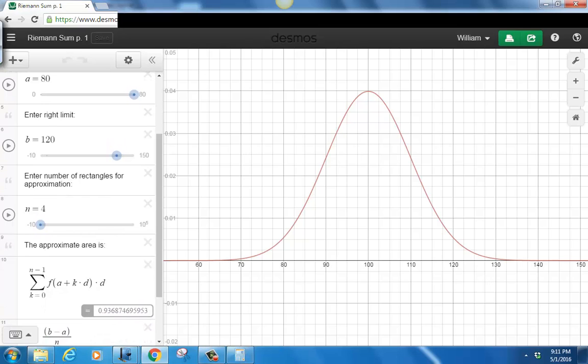So I've started with 4 rectangles, so that would be filling up Desmos with 4 rectangles. I can't draw a picture of this on here, but you can sort of visualize what the rectangles would look like, right? 4 of them between 80 and 120, and right there, in slot number 10, there is, with 4 rectangles, our approximation for this area. It's about 0.9368.